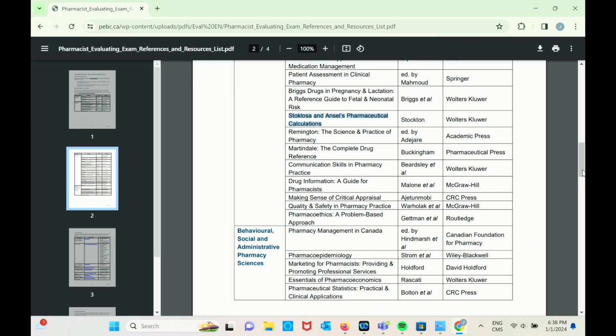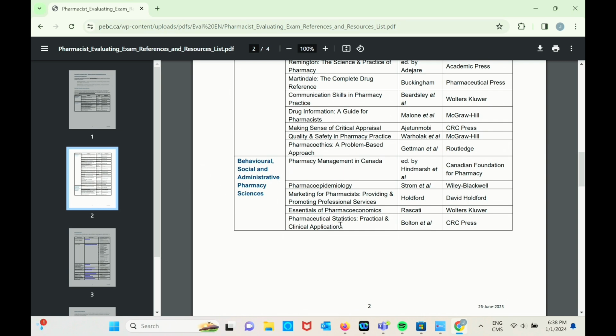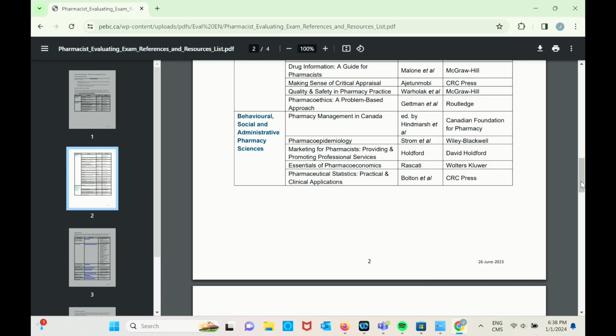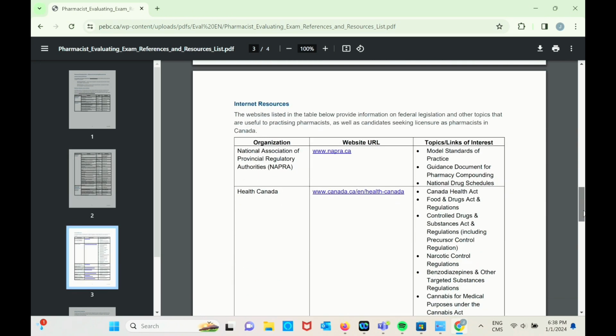And the management portion, I didn't go through any of the references. I relied only on the coaching I received. And the internet resources that you can rely on, it's specifically for the management portion, which is the behavioral and social administrative portion, which is 10%.